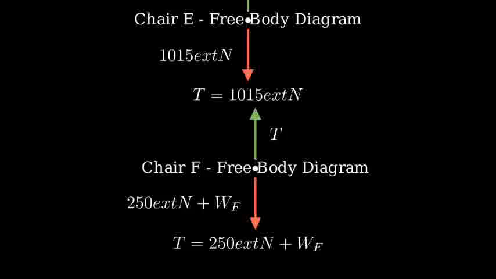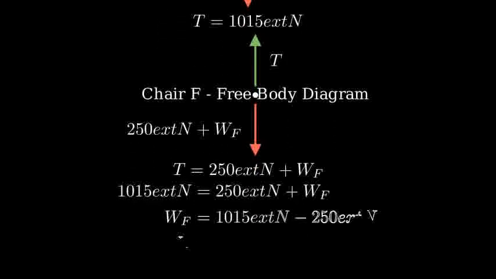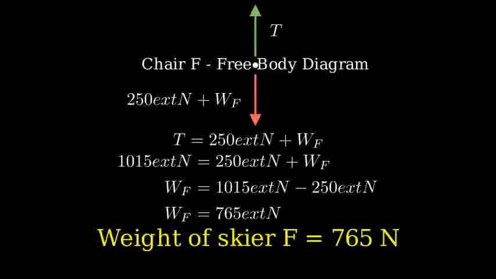Now we can solve for the unknown weight. Since the tension is the same in both cases, we can write 1,015 newtons equals 250 newtons plus WF. Solving for WF, we get that the weight of the skier in chair F is 765 newtons.